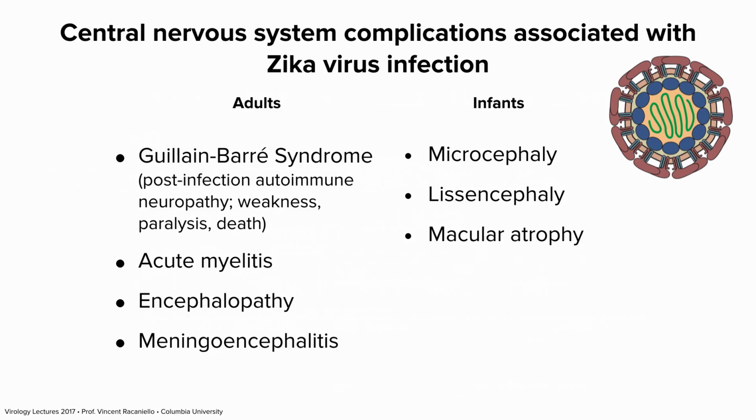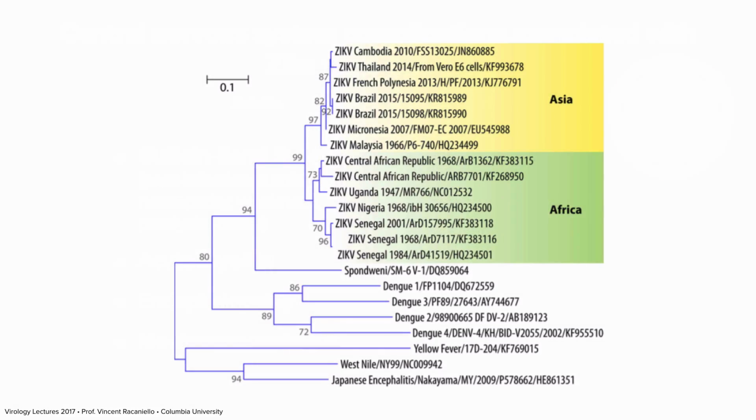Now, there are CNS complications associated with infection in both adults and infants, including a variety of rare CNS afflictions, but of course in infants a number of congenital defects which have led to the attention for this virus. So the question is, why is this virus suddenly doing these things when it was benign for so many years?